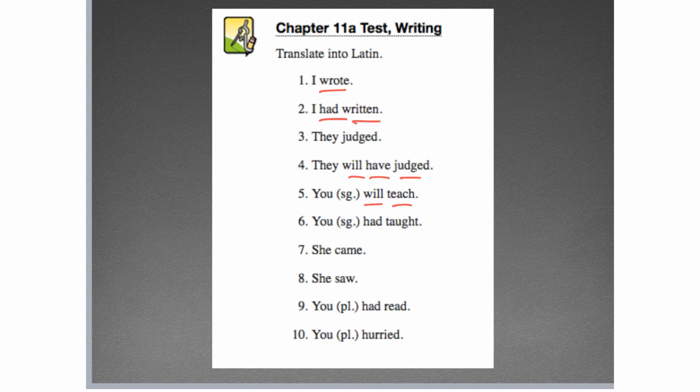So I wrote comes from scribo, scribere. Scripsi is the third principal part. And so since it's I wrote, it's just going to be scripsi. That's my first person singular ending. I had written, same verb, same stem. So sorry, I messed that one up. Scripseram. And again, that's my first person pluperfect ending. Now we'll leave the rest to you.